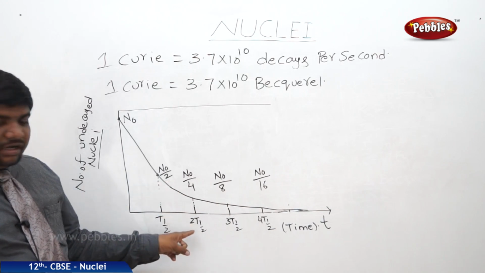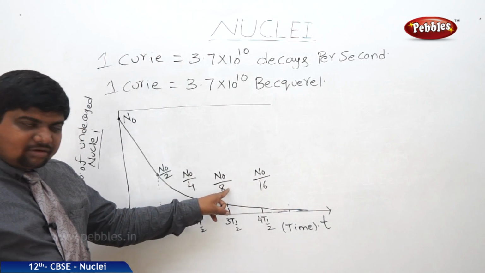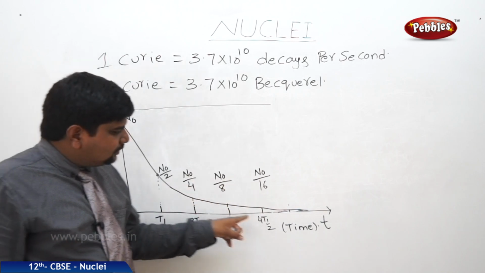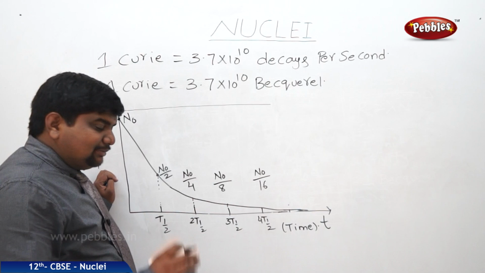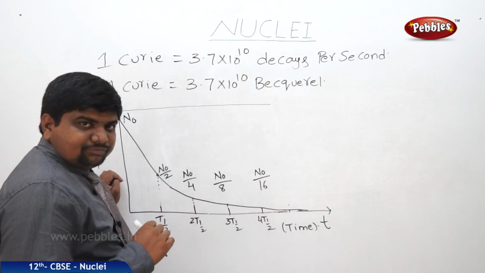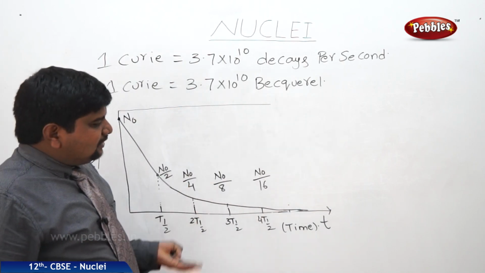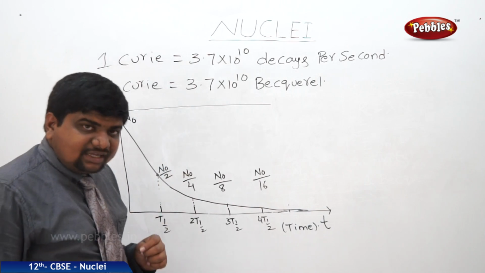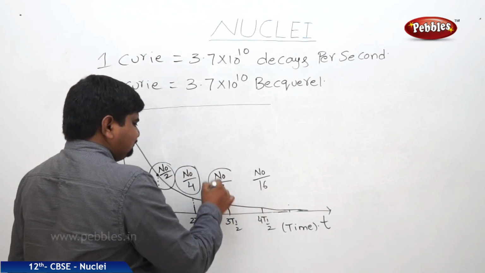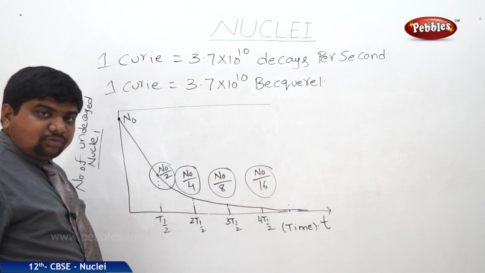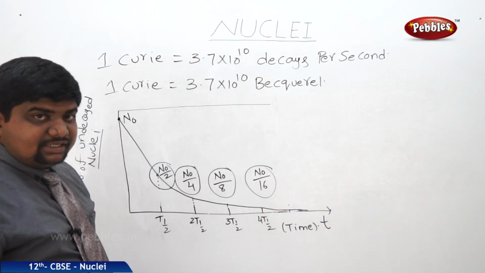Next half time it becomes N0 by 4, meaning half of this one. Next half, it becomes N0 by 8. It is nothing but half of N0 by 4. It continuously goes. Whenever a radioactive sample decays with respect to time, it continuously decays until it approaches very small numbers of nuclides. It is very difficult to get the zero state of the decaying of the nuclides, but we can say that it decays like this: 1 by 2, 1 by 4, 1 by 8, 1 by 16 or 1 by 32 of the initial.